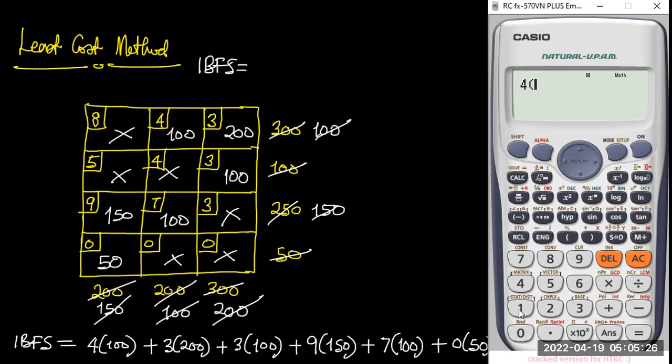4 by 100 plus 3 by 200 plus 3 by 100 plus 9.